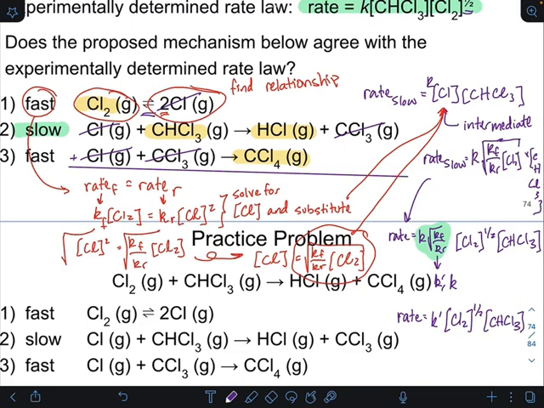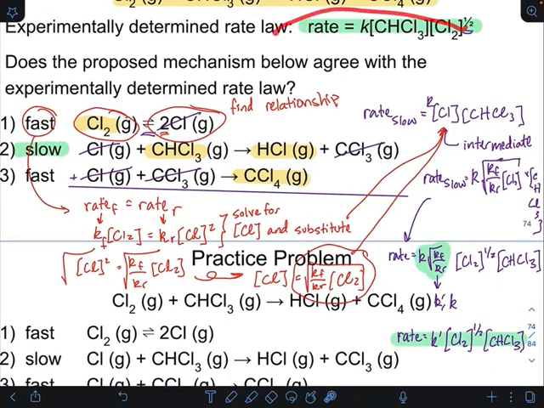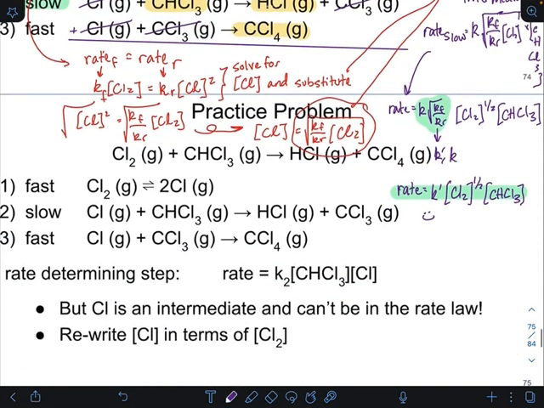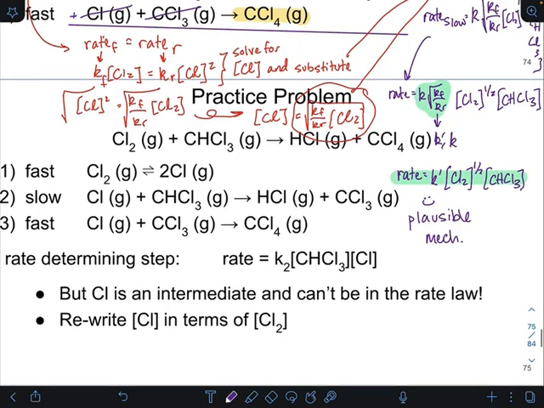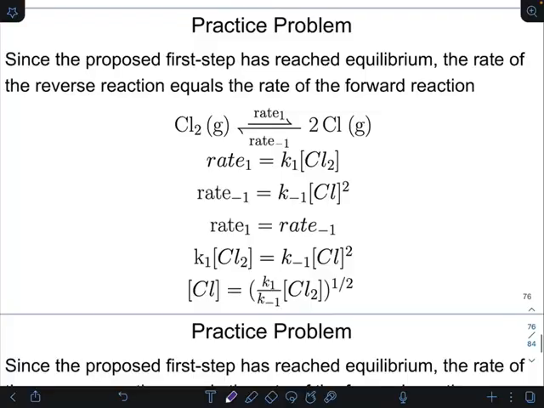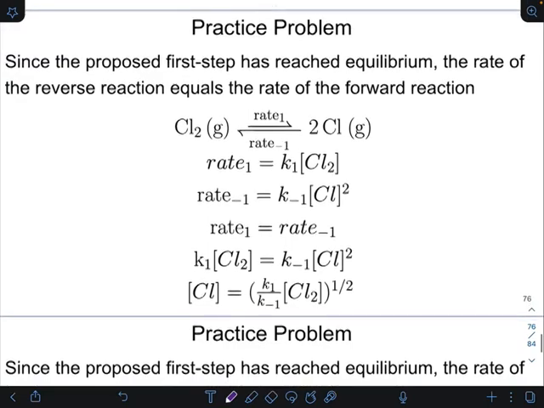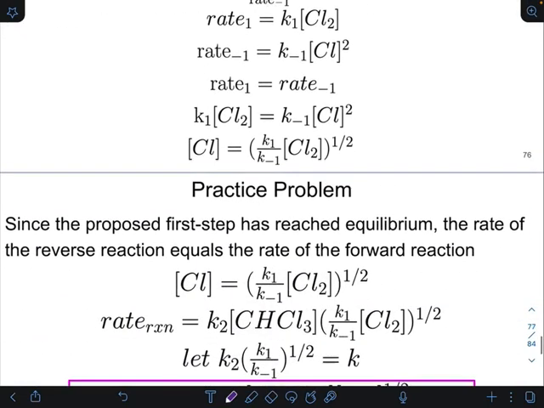So this is one of the ways that we can get fractional exponents. And it turns out that the rate of my mechanism is equal to my experimentally determined rate law. So that's good. That means that this is a plausible mechanism. If you go to my slides, you can see I have all of this stuff that I just said typed out. If you can't read my handwriting or you want to look at it again, this is all on the slides on the agenda.